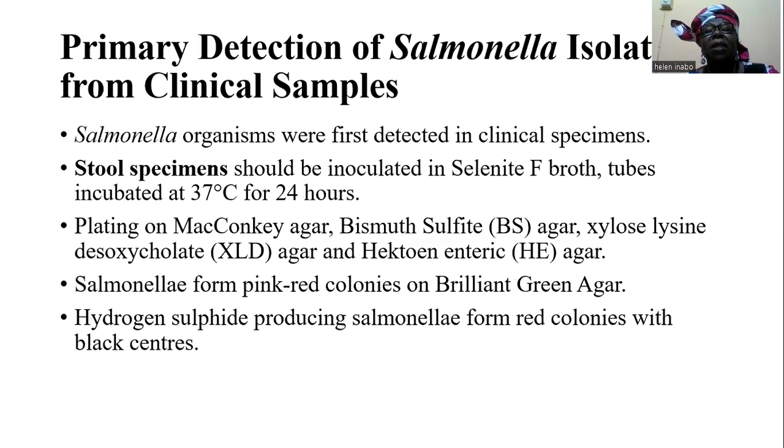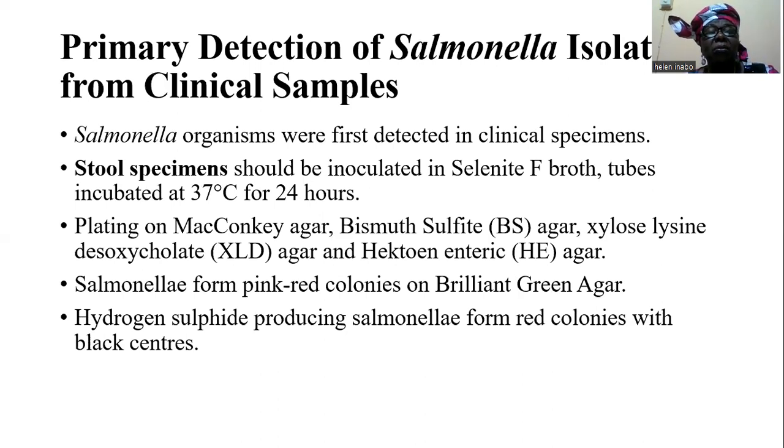The primary detection of Salmonella isolates from clinical samples is done using selenite F broth, particularly for stool specimens. The tubes are incubated at 37 degrees Celsius for 24 hours. It is important to state here that Salmonella organisms were first detected in clinical specimens, particularly in stool. That is why the F in selenite F broth stands for feces.